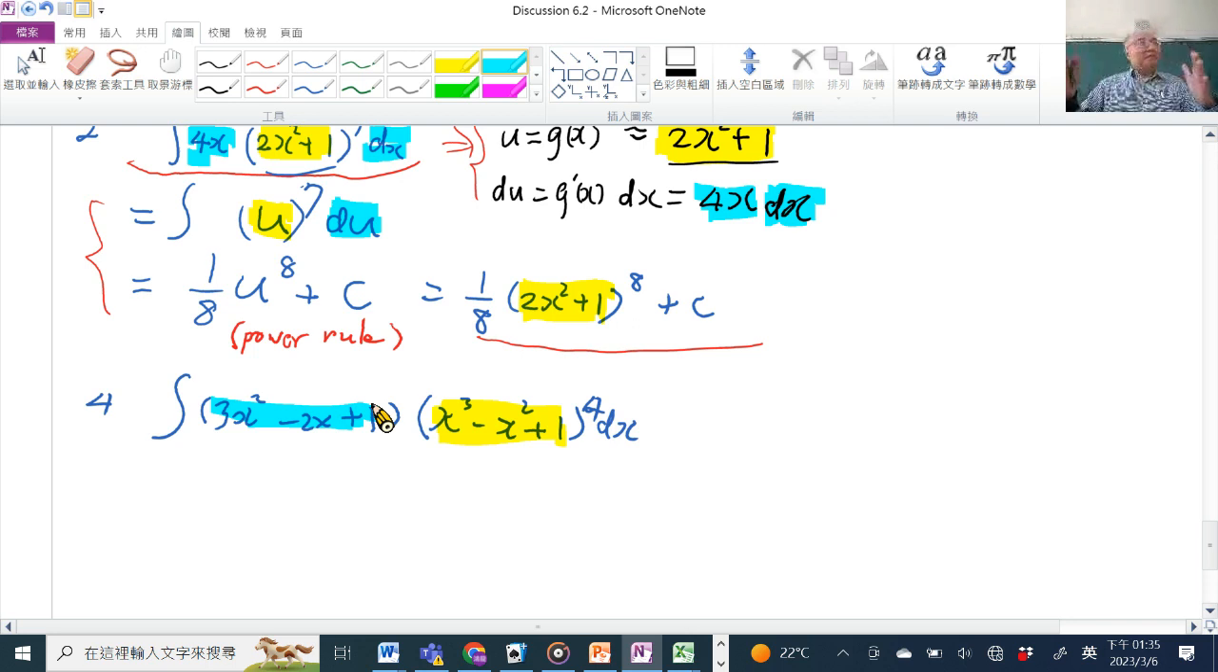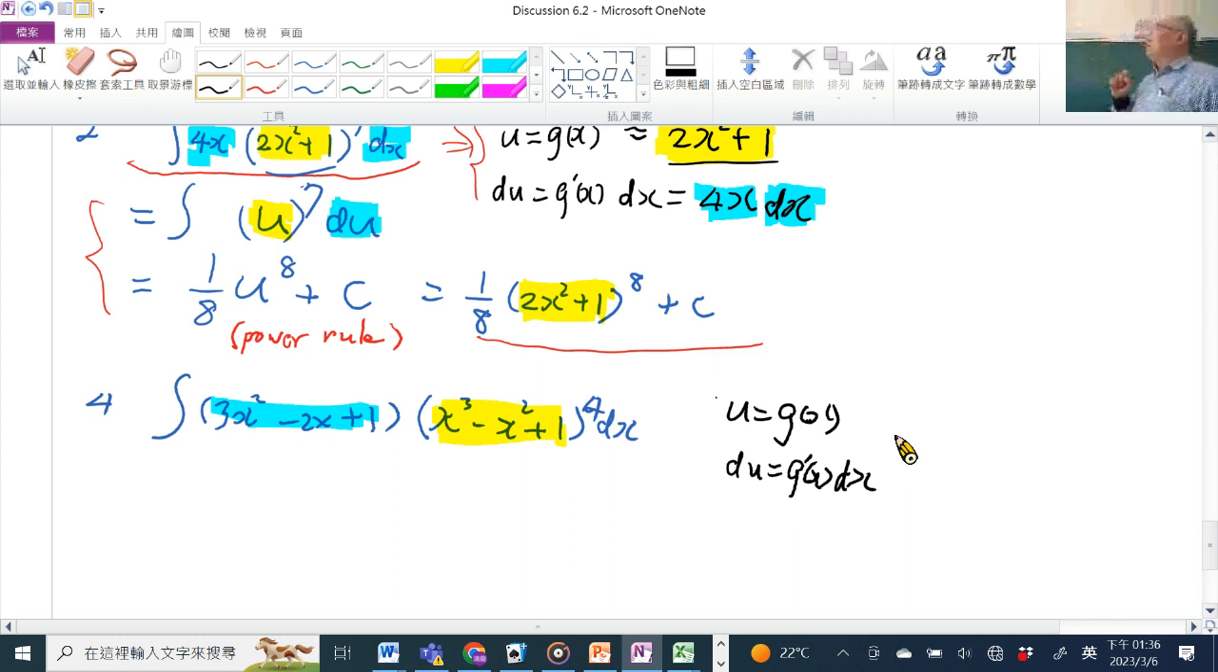That is, inside the parentheses, you have g of x. Outside the parentheses, you have g prime of x. And if that is not the case, then that means substitution may not work for this particular question. Okay, so before we go to u equals g of x and du equals g prime of x dx, you better check it. So we can take a look.